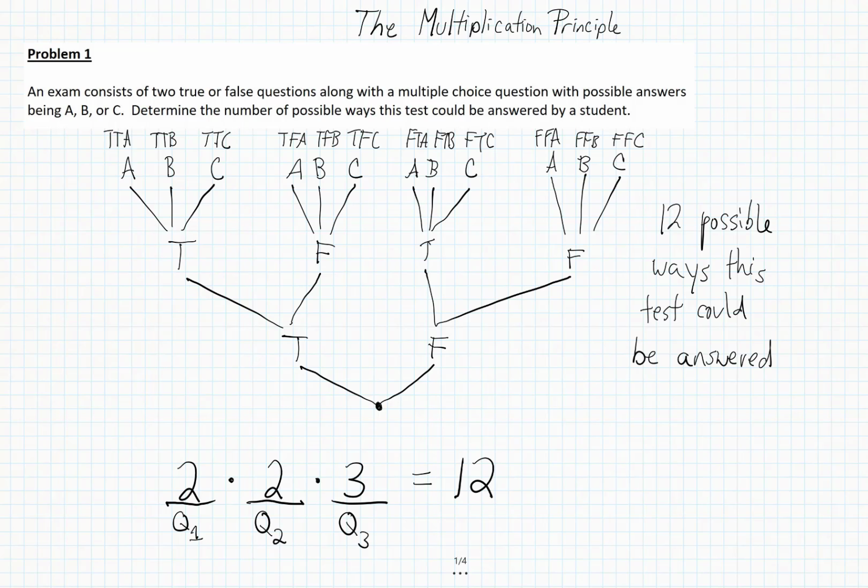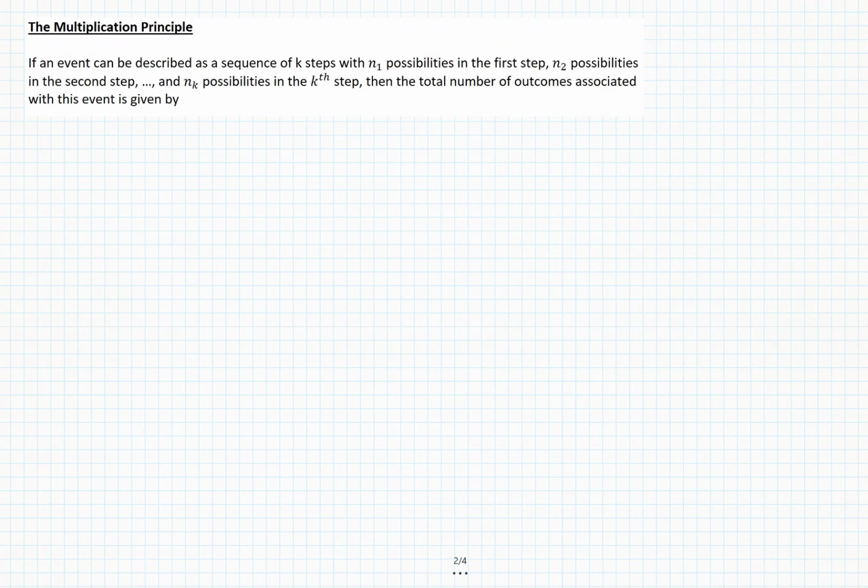And maybe that leads us to a bigger underlying principle. And in fact, it does. It's the multiplication principle. So if an event can be described as a sequence of k steps with n1 possibilities in the first step, n2 possibilities in the second step, and nk possibilities in the kth step, then we can find that total number of outcomes.